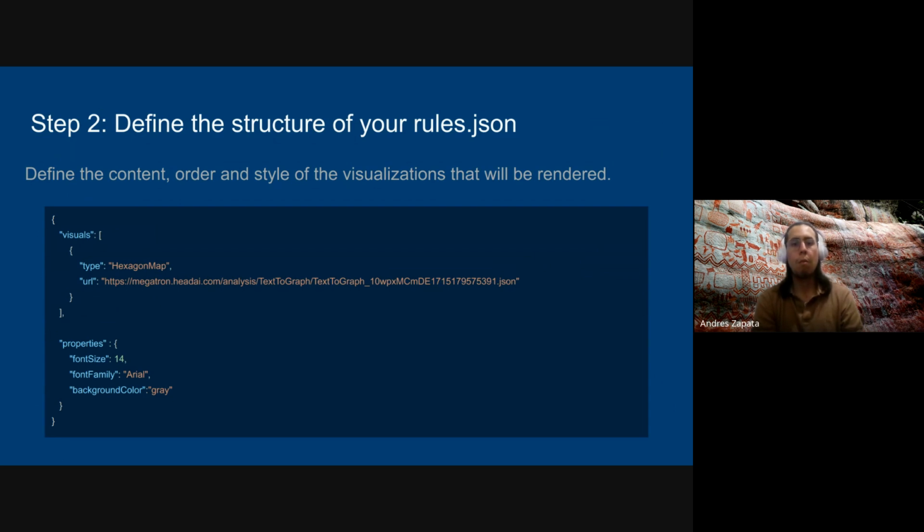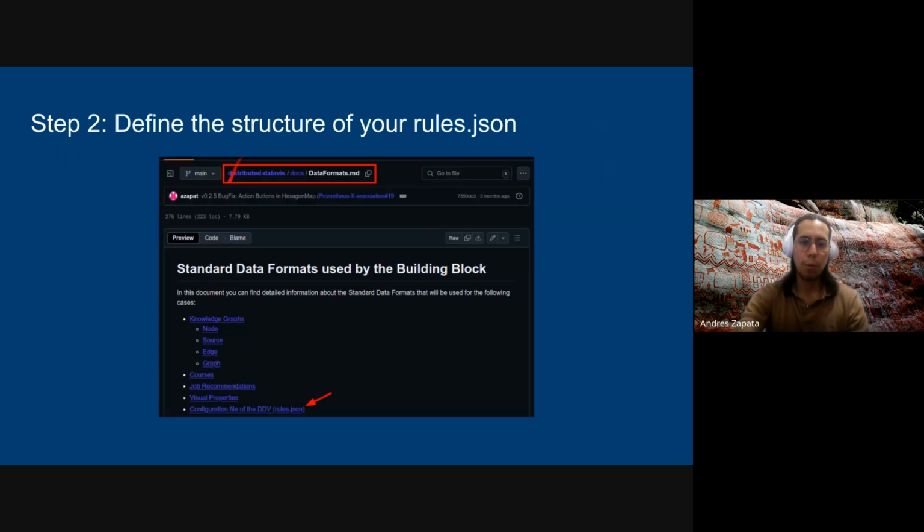If you want to know more about the expected format of this rules JSON object, you can go to the official repository of the building block, and in the section of documentation, you will find a file that is called data formats. In the file, you will find a section that is called configuration file of the distributed data visualizer rules.json. If you go to this, you will find all the specific requirements for the formatting and all the capabilities and limitations that this rules JSON object has.